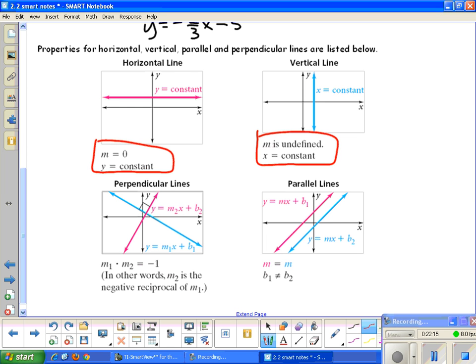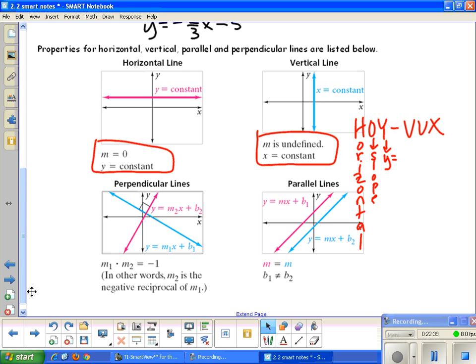The way that I remember that is I use this little device called HOY-VUX. So this H stands for horizontal. 0 just stands for 0 slope. And y equals. For the other part, V stands for vertical. U stands for undefined slope. And x equals some number. So you don't have to use that, but that's how I remember it.